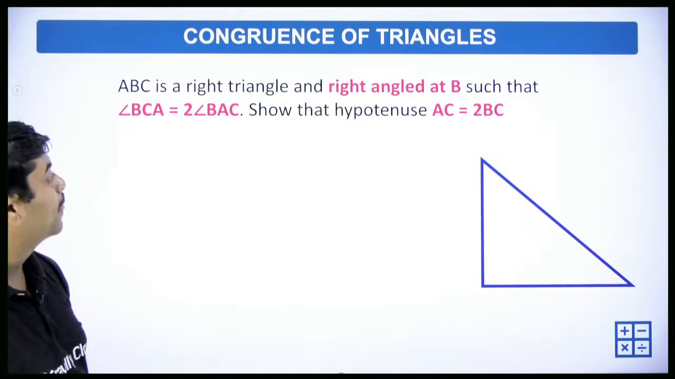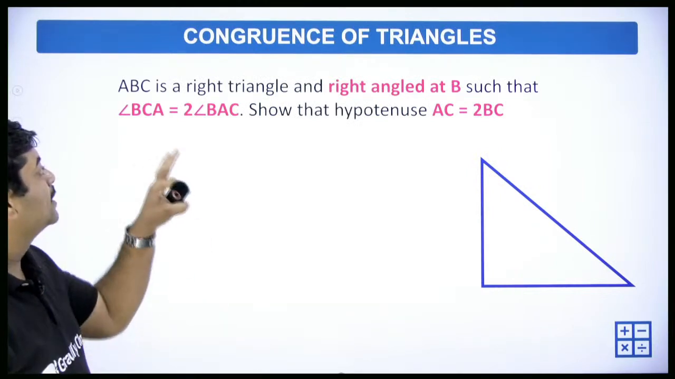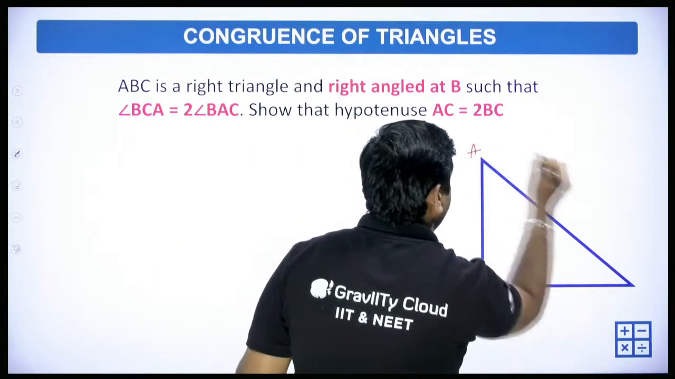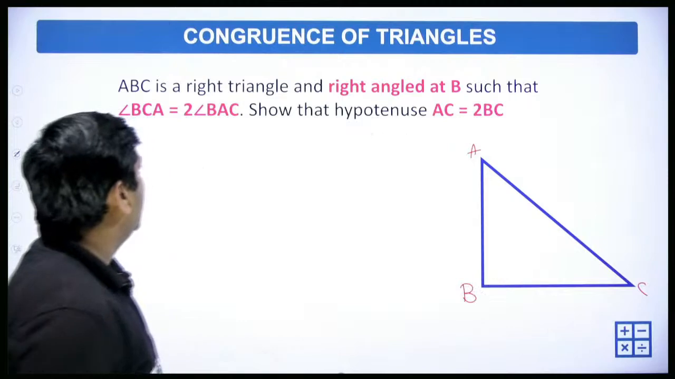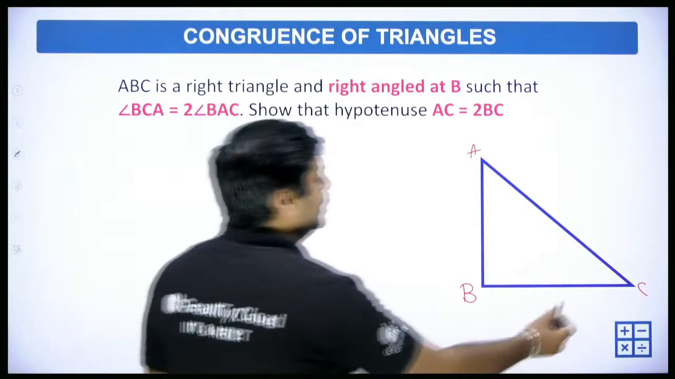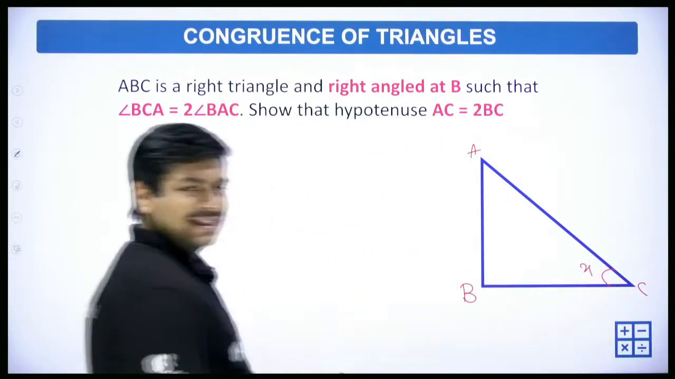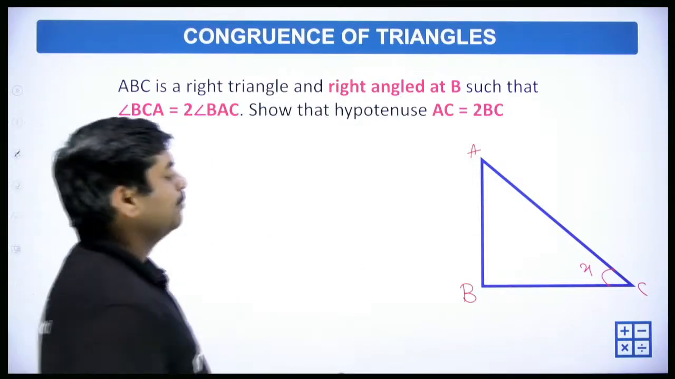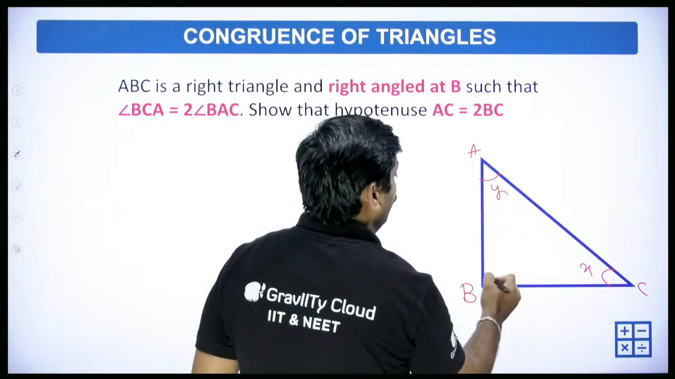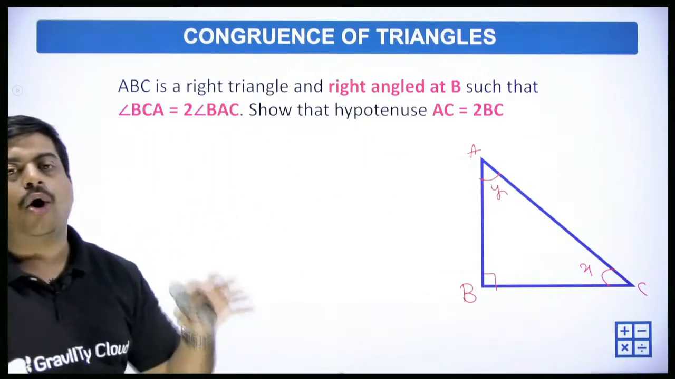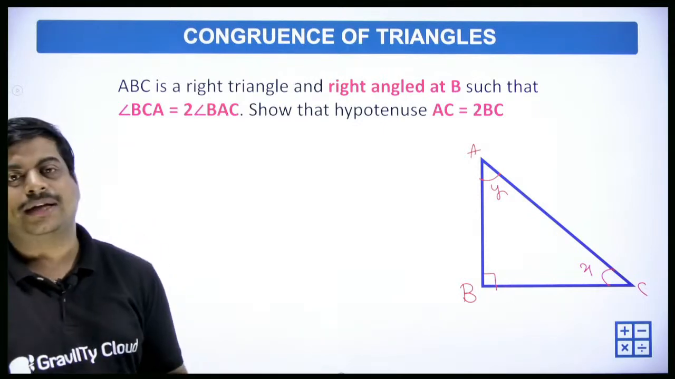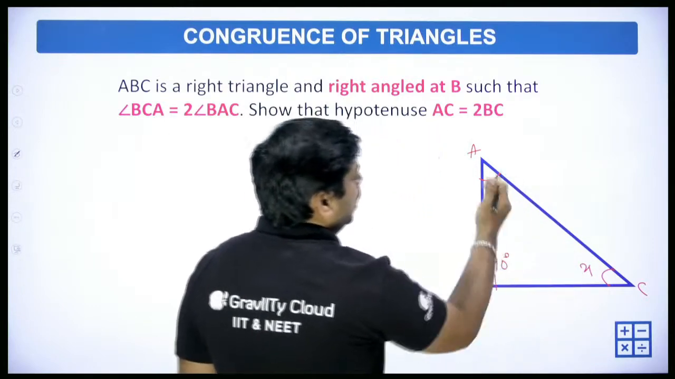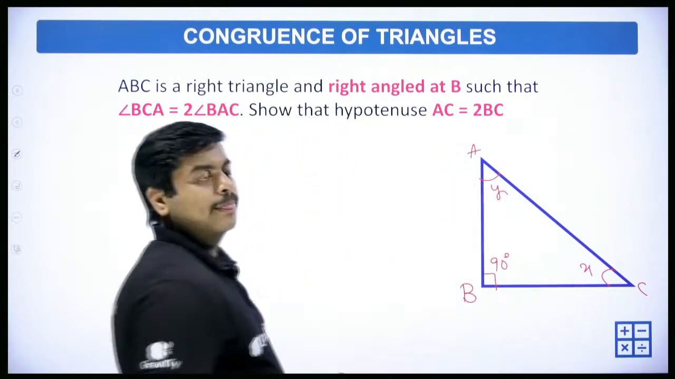One more question we are having, which you can try once again. ABC is a right triangle with right angle at B. So this is ABC, right? Such that angle BCA, let us say this is X, or angle C, whatever it is. Angle BCA is twice angle BAC. Let's take it as Y. But one thing you need to understand, this is already a right angle triangle. This angle is 90 degrees, and here, if one is X, the other will be 2X, right?